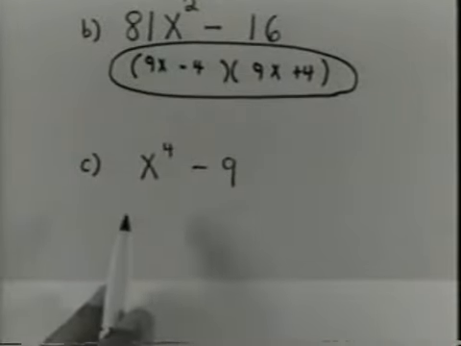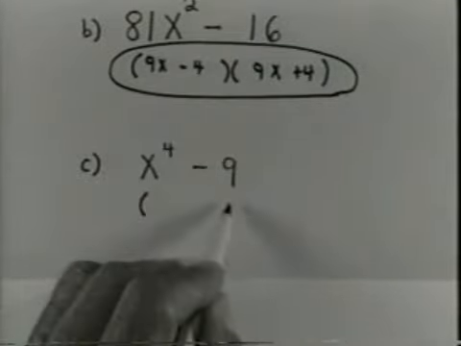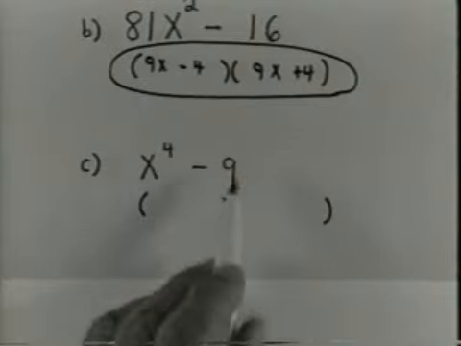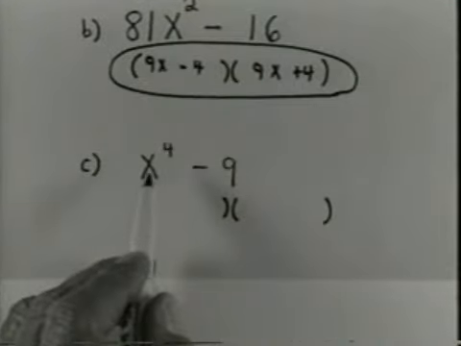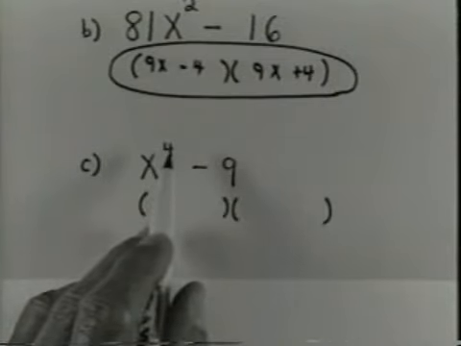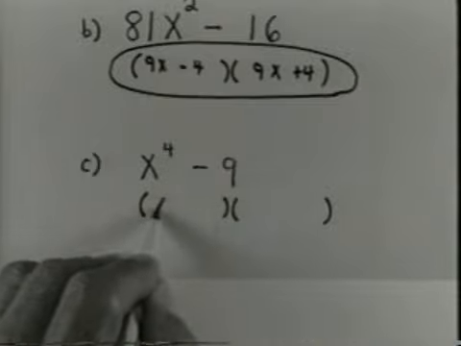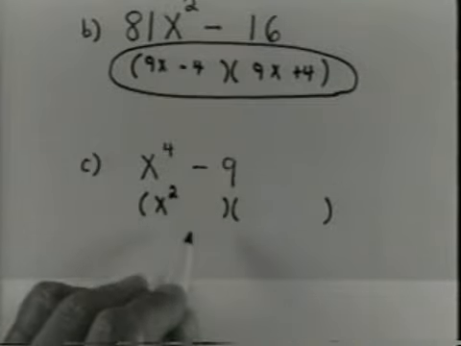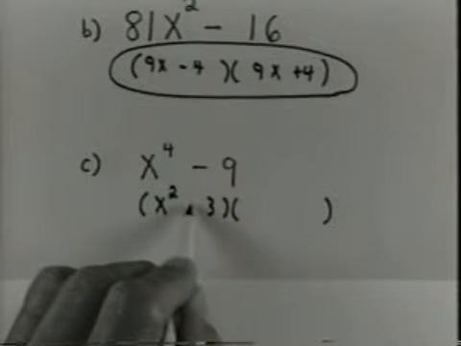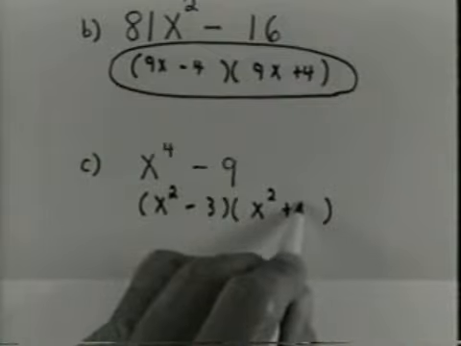Let's look at x to the fourth minus 9. Again, we have a difference of two squares. If I multiply x squared times x squared, I get x to the fourth. So therefore the square root of x to the fourth is x squared. The square root of 9 is 3. So I'd have x squared minus 3 times x squared plus 3.